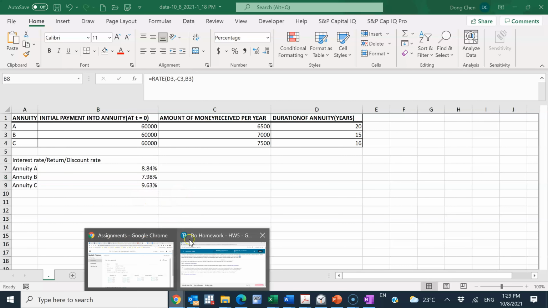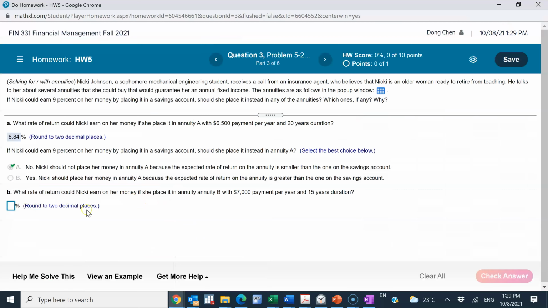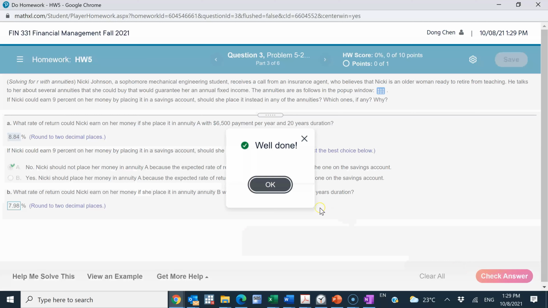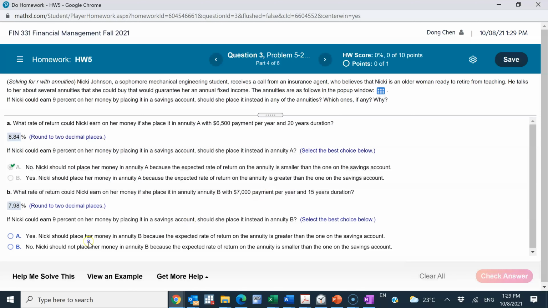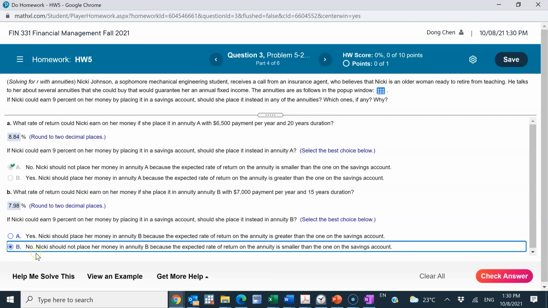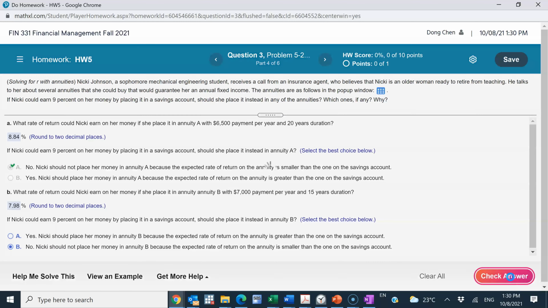7.98%. Just copy that number back, 7.98%, and check my answer. We're done. So obviously, this is also lower than the alternative savings account return. Hence, no, Nikki should not place her money in annuity B, because the return is smaller, right?